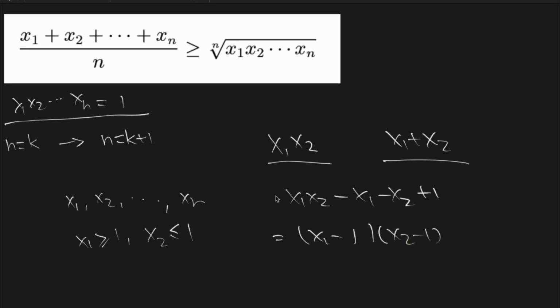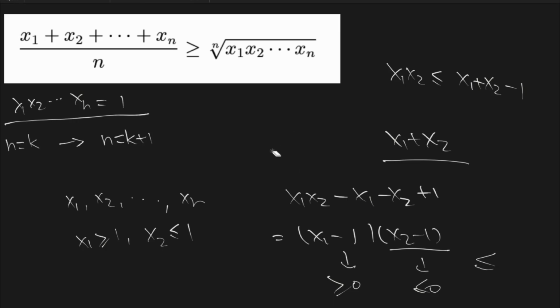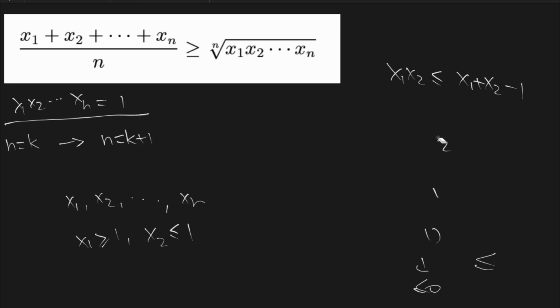But then we also know that since x1 is greater than or equal to 1, this is greater than or equal to 0. x2 is less than or equal to 1, so this is less than or equal to 0, so the entire quantity is less than or equal to 0. Hence, we have that x1 x2 is less than or equal to x1 plus x2 minus 1. Okay, we will just keep that there, and we'll see how that will be useful for us later.